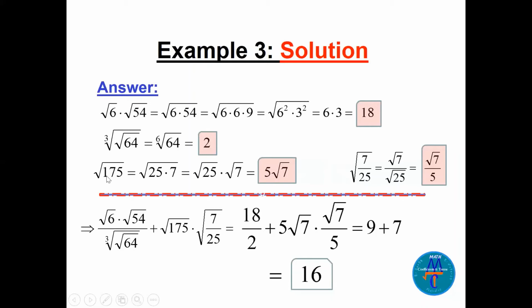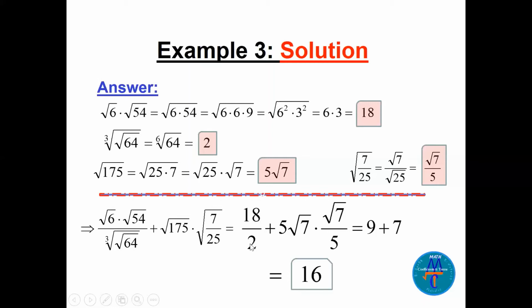Square root of 175, this is 25 times 7. So square root of 25 is 5, and square root of 7, we leave it. The last part, we split the radicals here: square root of 7 over square root of 25, which is 5. I just put all the numbers: 18 over 2, plus 5 square root of 7 times square root of 7 over 5. We cancel the 5 here.